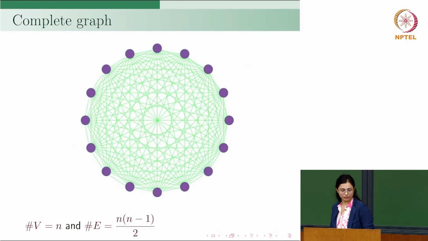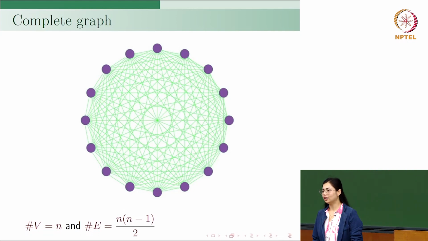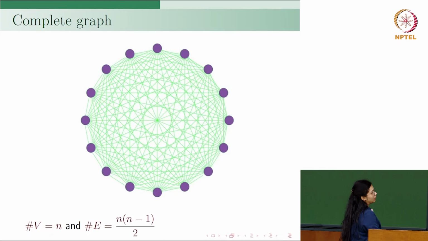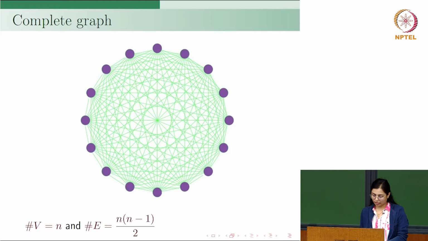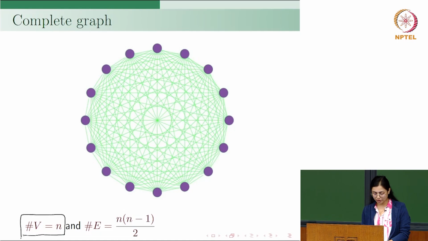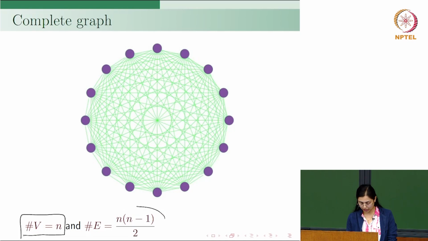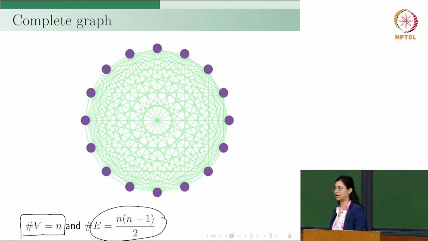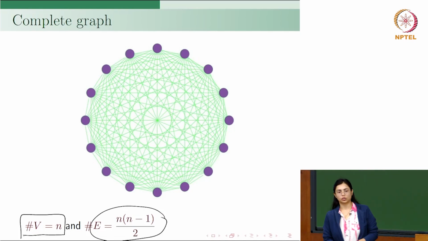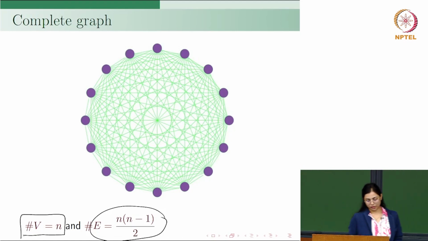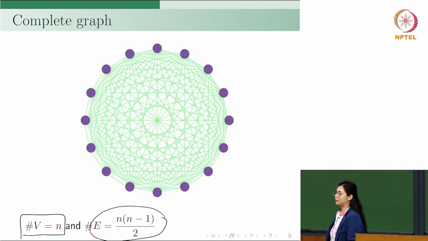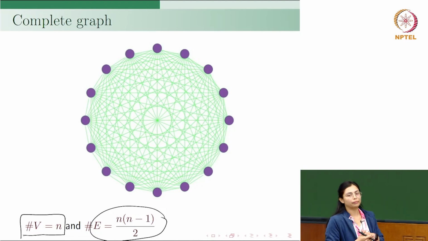Okay, complete graph. Every node has a link to every other node, right? If there are n nodes, n being a positive integer, the total number of links will be nC2, right? That is n times n minus 1 divided by 2. These are the total number of links. Now give me a real life example of a complete graph.